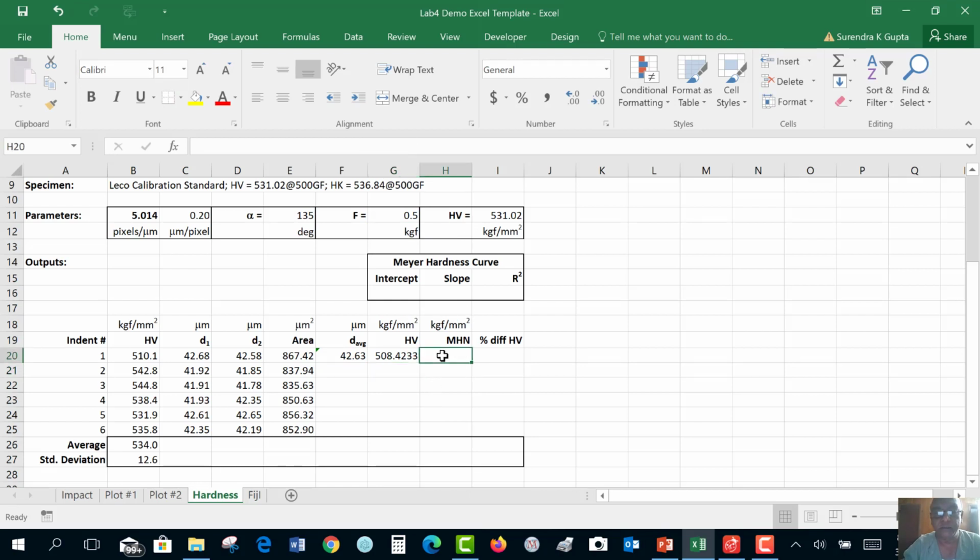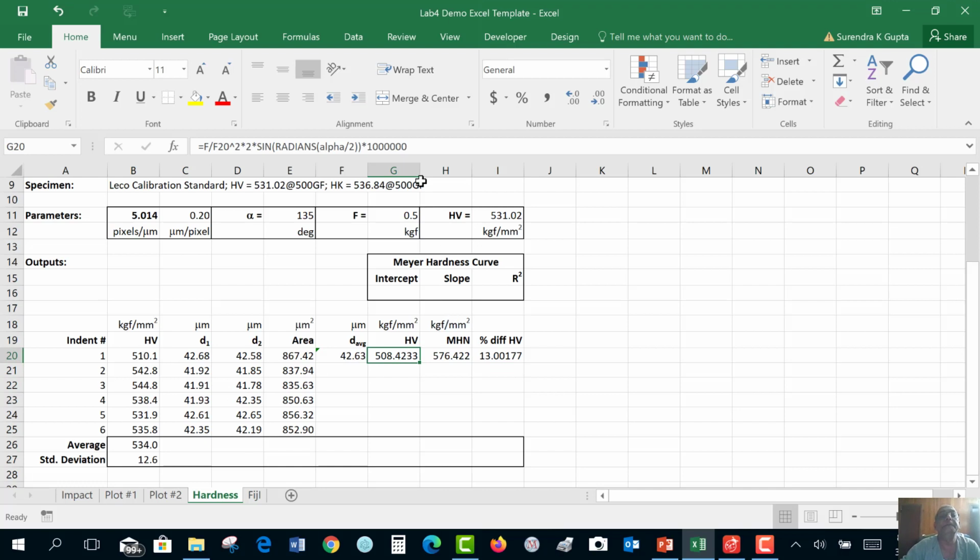Okay, what's our Meyer hardness number? Force divided by area, and again area is in micron squares, so 1 million. Now let's also calculate this. Vickers hardness was calculated using Fiji. This Vickers hardness was from our manual measurements. So let's find our difference. So we'll take this value divided by measured minus 1 times 100.